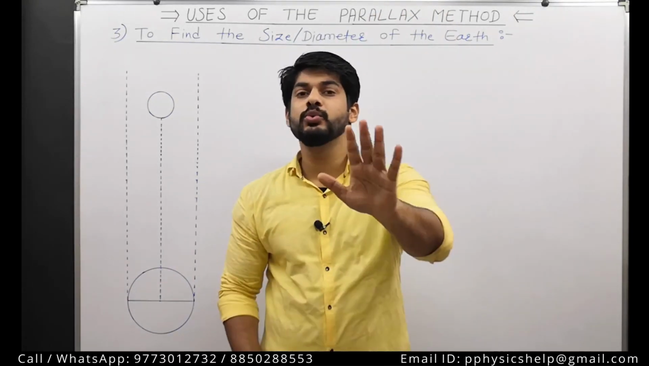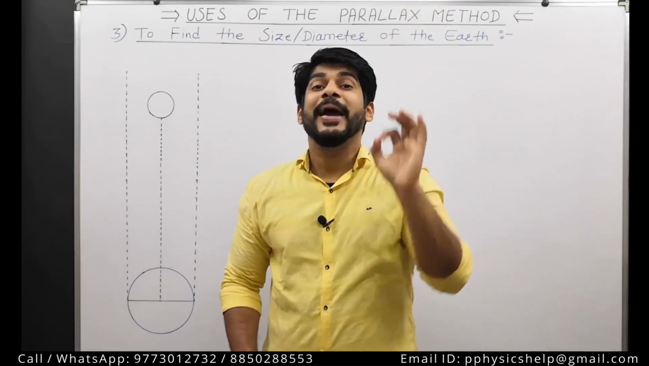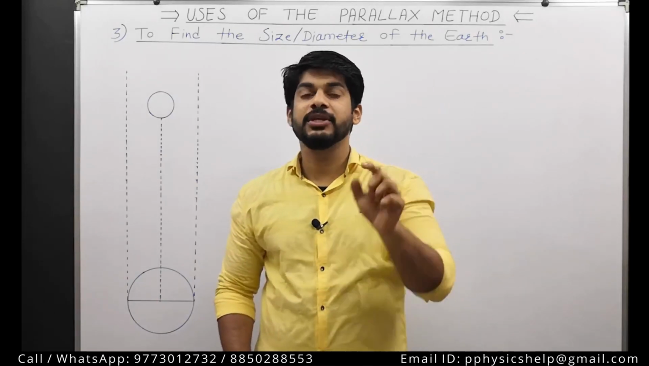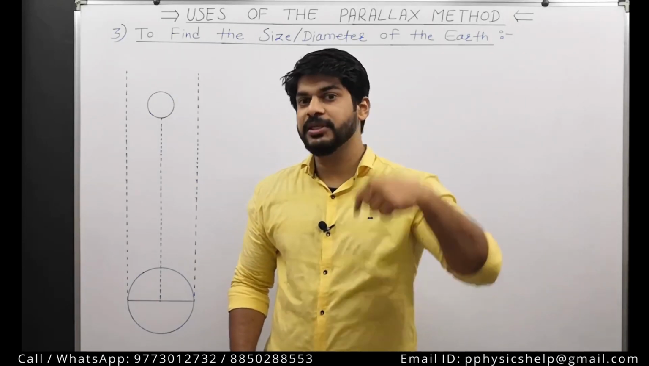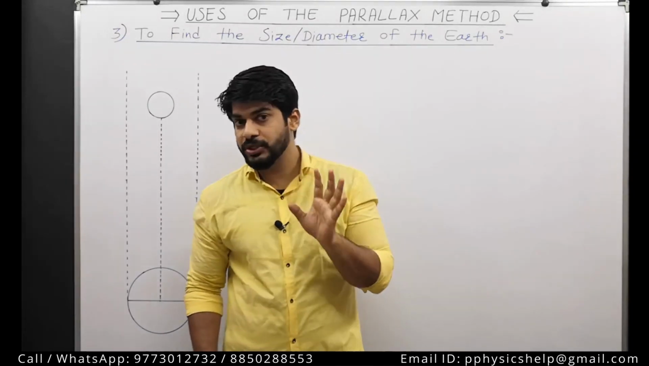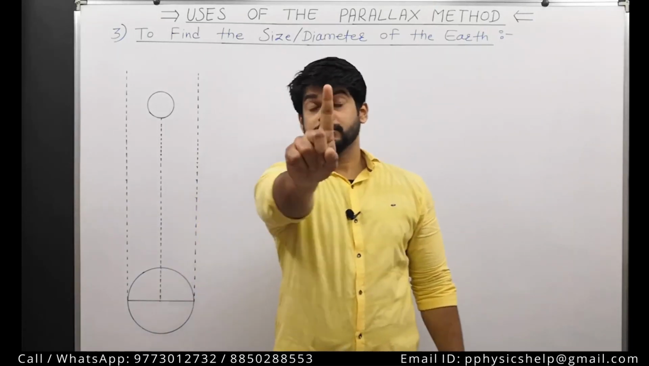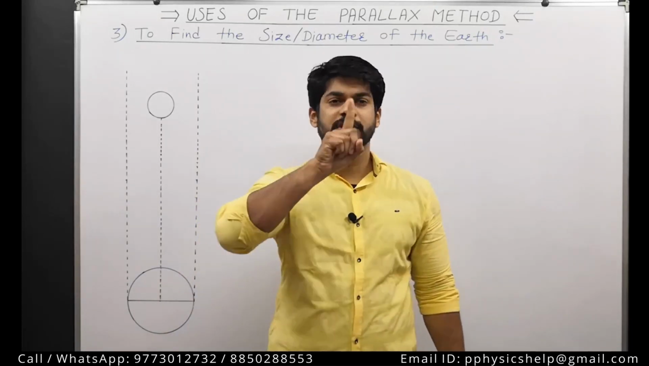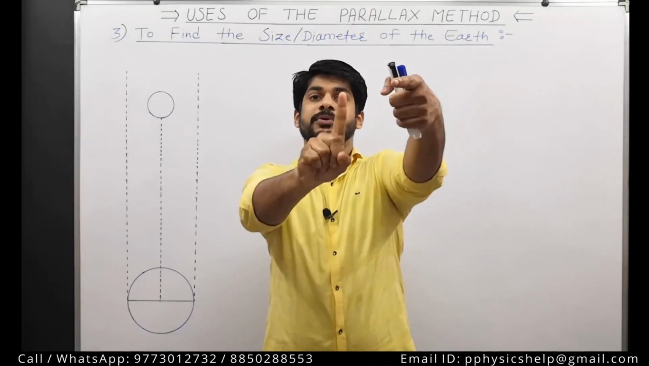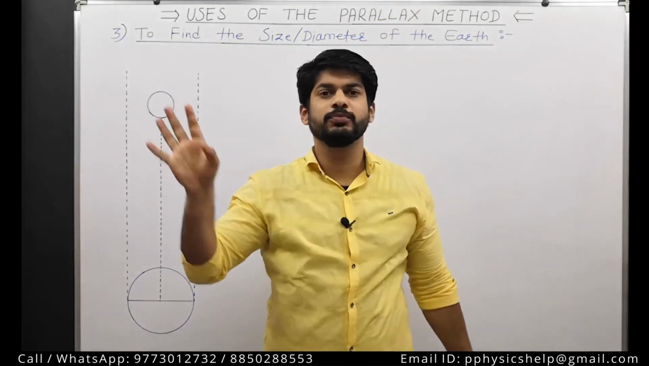So here we have two types of objects: one is a nearby object and the other is a distant background object. For parallax we require one nearby object and one distant background object. Now do the same thing I am doing here. Keep your finger just in front of you, and in the background of this finger, choose some object. Choose any object that you want.